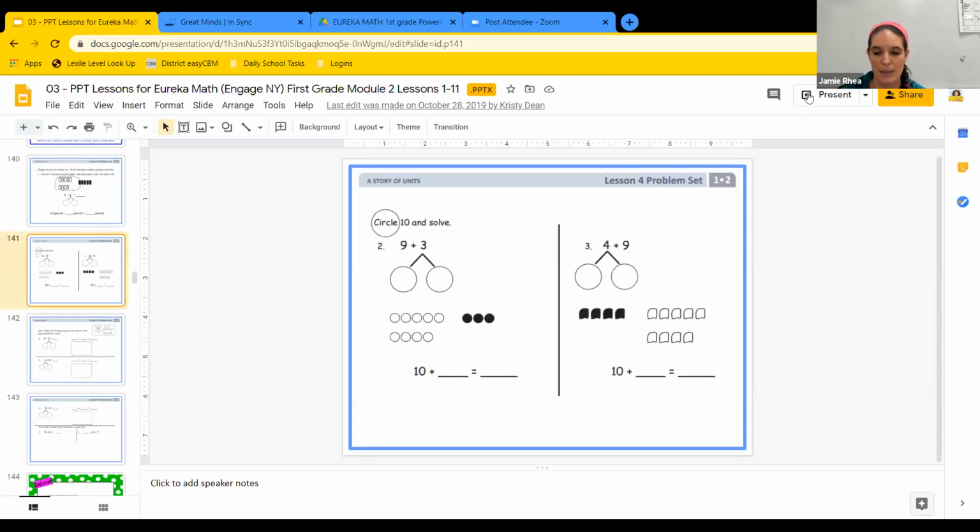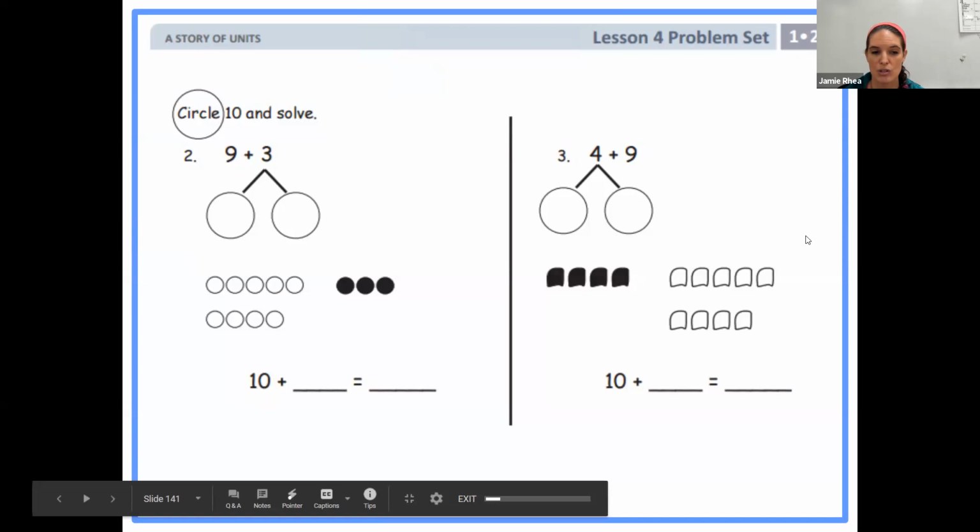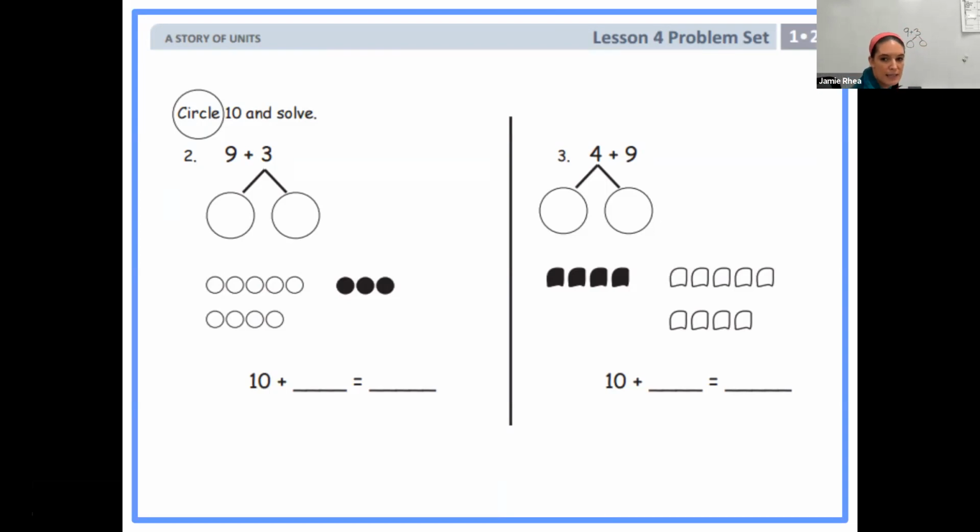Oops, wrong one. I'm gonna make it bigger. And let's see what it says. Circle and solve. Okay, now it's our turn. It does still give us the picture, so we don't need to get the picture for it, but we probably need to figure out the rest. So let's look at number 2. Number 2 says 9 plus 3. And it's okay that the number bond doesn't look like a normal number bond. If I were to circle this 3, then it would look like a normal number bond.